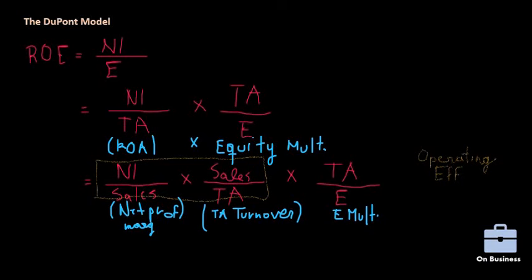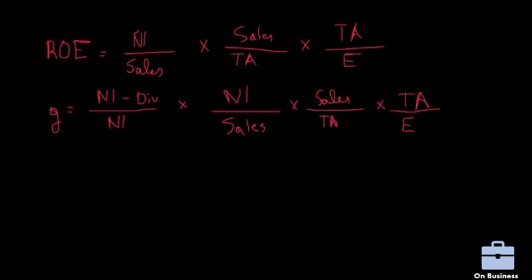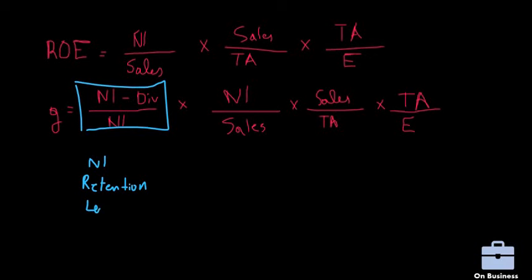Now let's see how we could use it to calculate growth. So now all we have to do to calculate g is actually put the retention ratio, which is this, because we already know that g is retention times ROE, and this is ROE, and this is the retention ratio. And now we know that g is affected by net income, by retention, by leverage, net profit margin, and asset turnover.